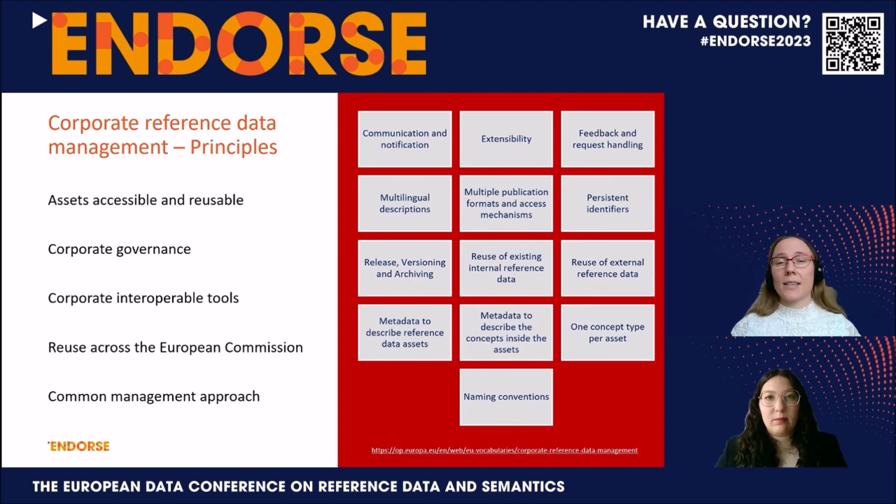So we need to harmonize and standardize them based on common standards, basic rules, and principles that you can see on the right side of the screen. The group also defines some corporate tools for data maintenance and some rules for governance. The principles involve, for example, persistent identifiers, assignment of metadata, reuse of external reference data, and assigning naming conventions as well.